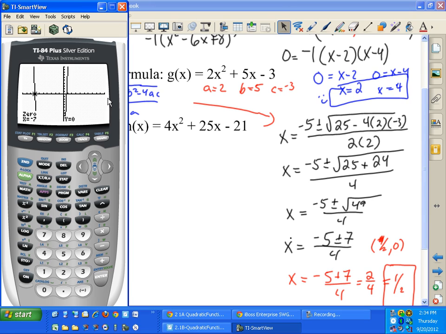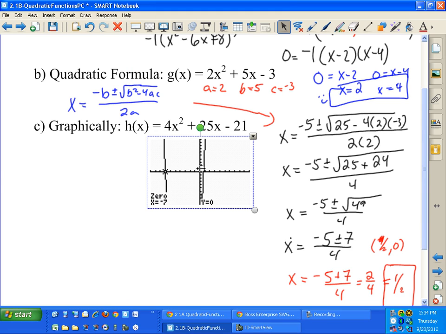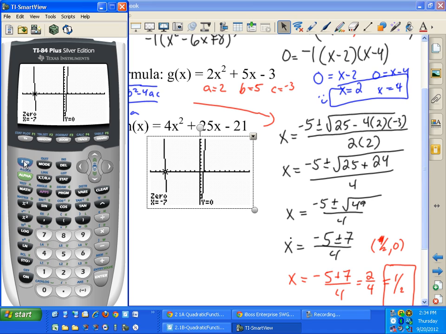Alright, so I'm going to do the exact same thing again. Go second trace, which I'm looking for a zero. So I'm trying to figure out where it's crossing the x-axis. This time I'm going to go to the left of it, which happens to be below. If I can get my cursor to show back up. Let's see what's happening here. There it is. Oops, there it goes. So there's my cursor. It's to the left of it.